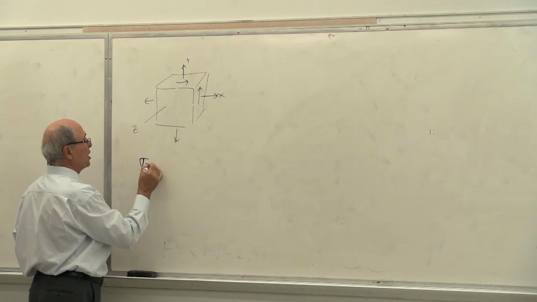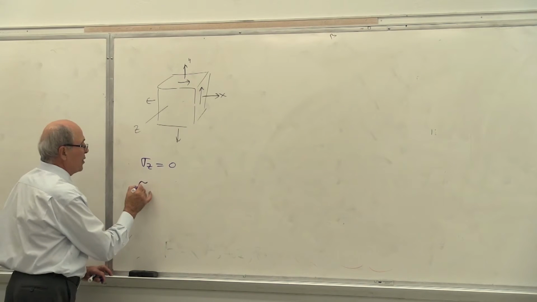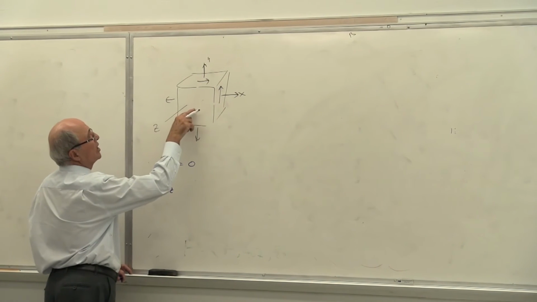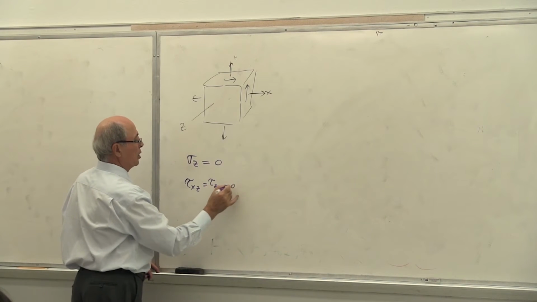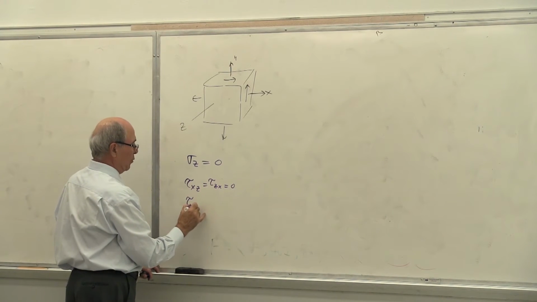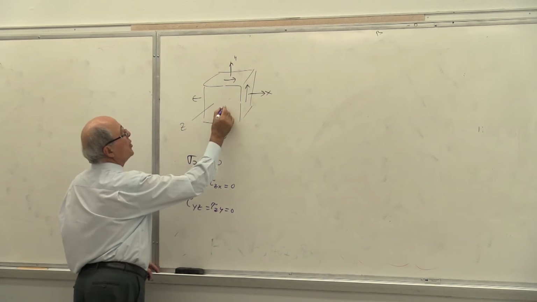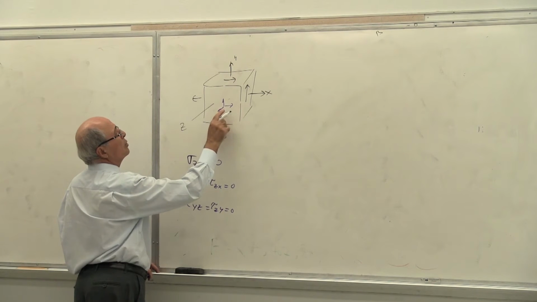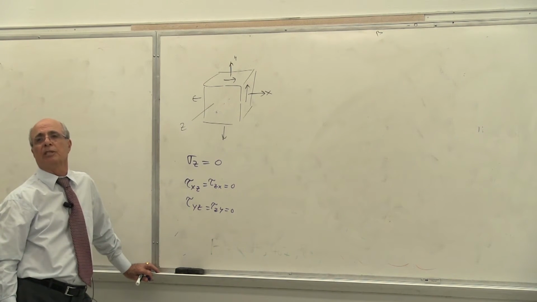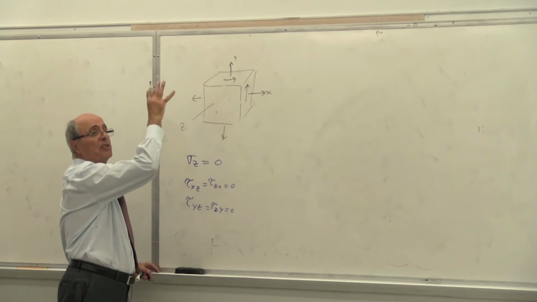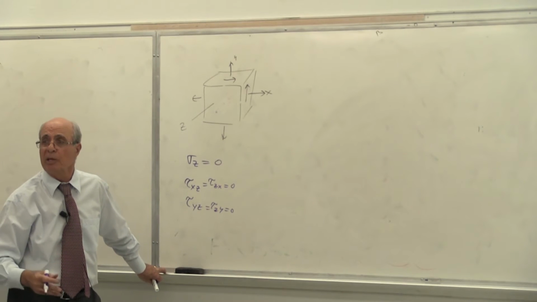We assume sigma z to be equal to 0. And also we assume tau xz, which is here, and tau zx to be equal to 0, and tau yz equal to tau zy equal to 0. Nothing here, I just put it here, but I'm going to erase it. All of these 3 were assumed to be equal to 0. Notice this cube had 6 unknowns, 3 normal stresses and 3 shear stresses.